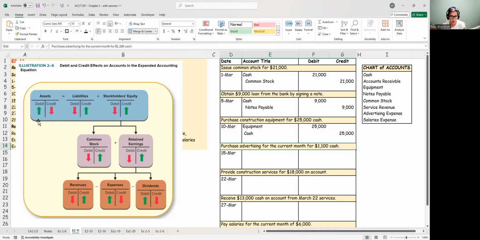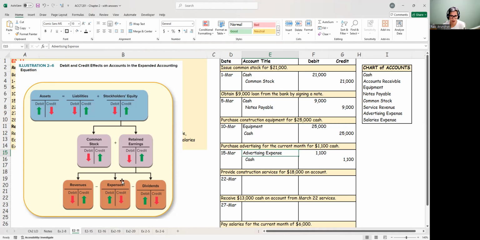I parted with cash, which means cash decreased. So I'm going to credit cash, $1,100. Why did I pay this? Well, for the benefit, I got a service. The service I got was the advertisement. That service I got is an expense, and I will call it advertising expense. Advertising expense debit, cash credit. Expenses, when they increase, what happens to the retained earnings? It decreases.